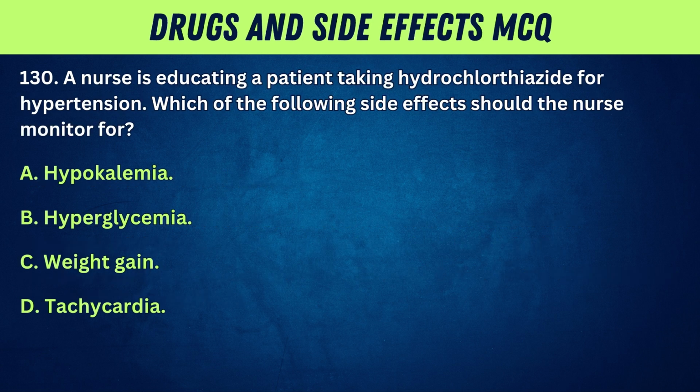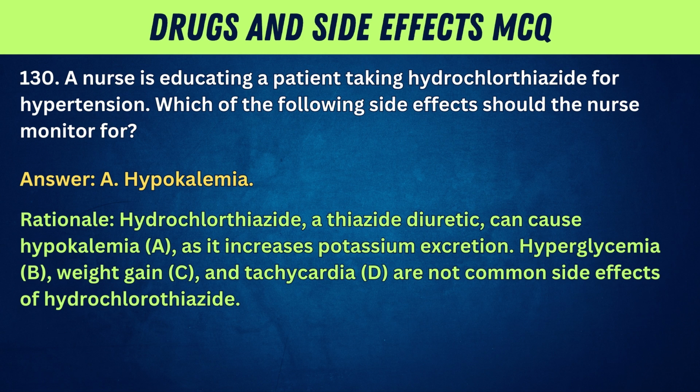130. A nurse is educating a patient taking hydrochlorothiazide for hypertension. Which of the following side effects should the nurse monitor for? A. Hypokalemia. B. Hyperglycemia. C. Weight gain. D. Tachycardia. Answer: A. Hypokalemia. Rationale: hydrochlorothiazide, a thiazide diuretic, can cause hypokalemia, A, as it increases potassium excretion. Hyperglycemia, B, weight gain, C, and tachycardia, D, are not common side effects of hydrochlorothiazide.